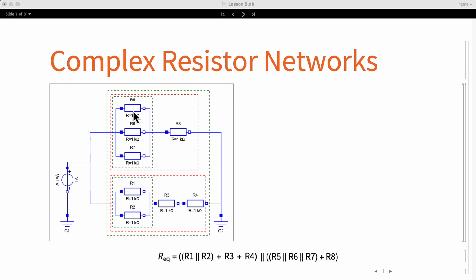We can see that if we want to calculate the equivalent resistance for this, we have this group, which is R7, R6, and R5, the three connected in parallel, then connected in series with R8. And on the bottom side, we have R1, R2 in parallel, which are then connected in series with R3 and R4. And then we have these two groups, which are connected in parallel. And here we have the equation that represents all these calculations.